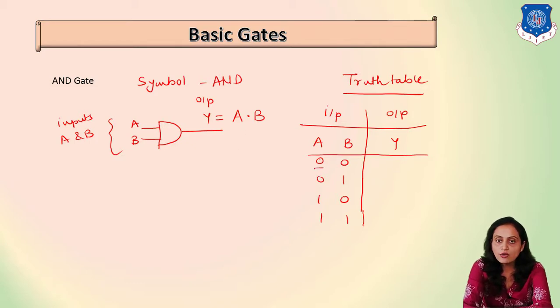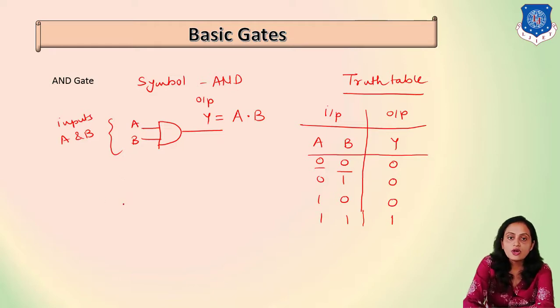So if we have A is 0 and B is also 0, then both A and B are 0, and that is why output will become 0. If we have A 0, or any of these two is 0, then also the product becomes 0. That is why for A 0 output is 0, for B 0 output is 0. And when both the inputs are 1, at that time the product becomes 1. So this is the truth table for the AND gate.